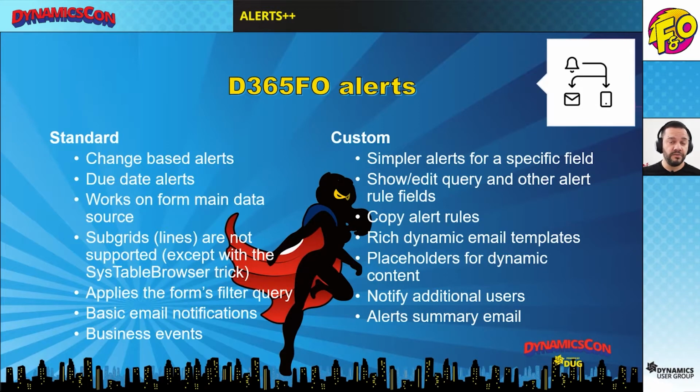A very important thing to mention is that alerts can only be defined on the form's main data source. Those are the main data sources and their reference data sources as well. This means that if you would like to define some alerts on the lines of a given form, then you would have to use the SysTable browser trick, which means that you would have to open the SysTable browser for that particular table and define the alert from there. After the alert is defined, you will get an alert notification. But if you would also like to receive additional notifications, you can define those as email notifications or through business events.